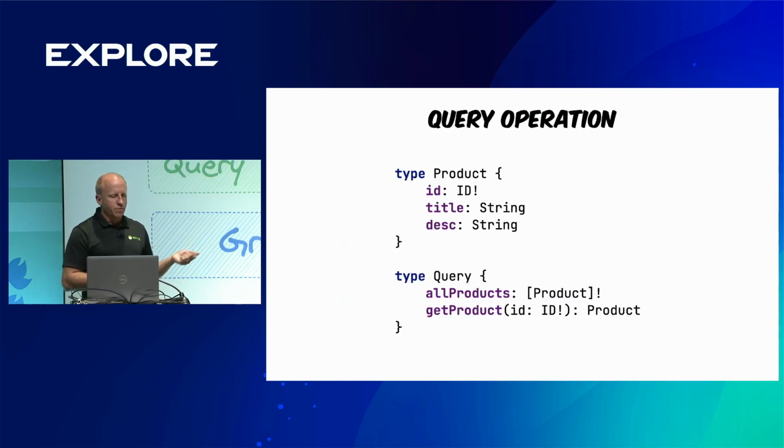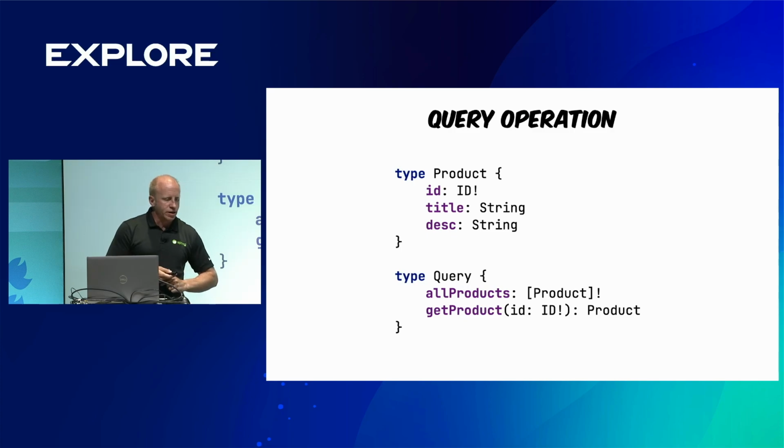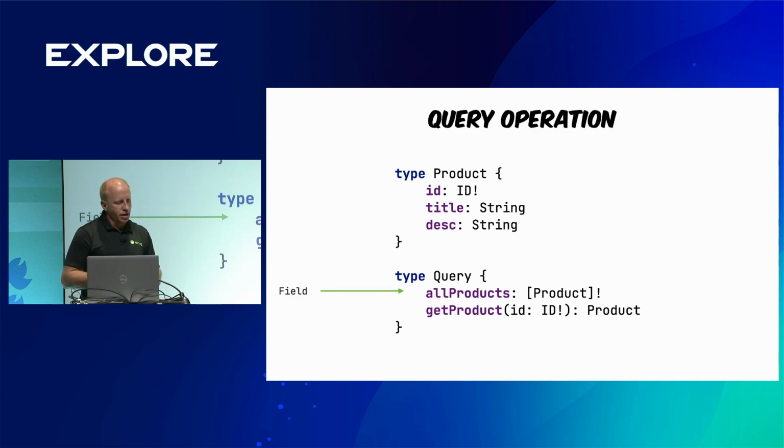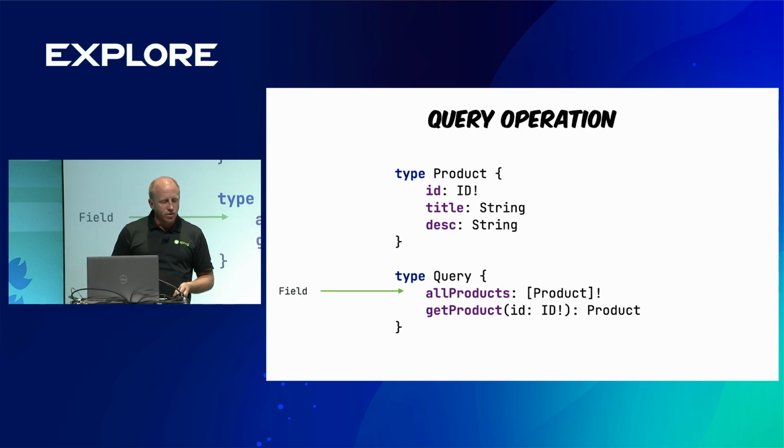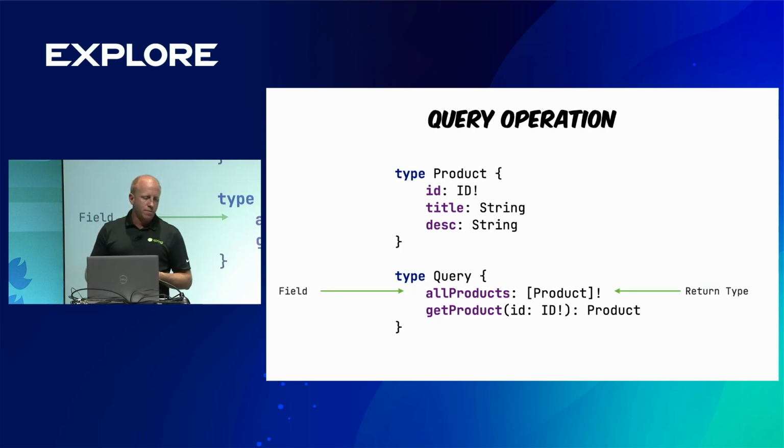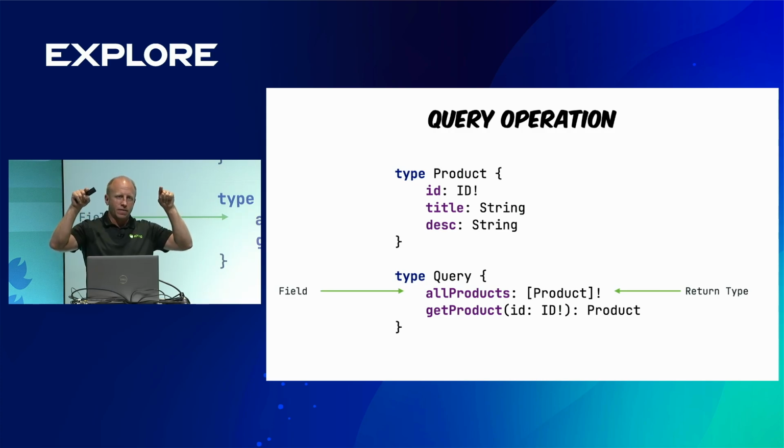So how do we define an operation type? So we have our type product here. Again, we say type query, so that's the operation type. What's on the left is the field. What's on the right is the return type. The little brackets here are denoting that this is a collection. It can be 0 or more.